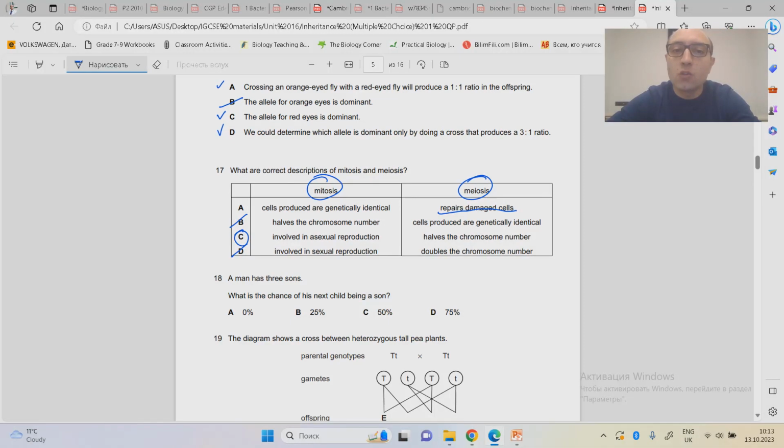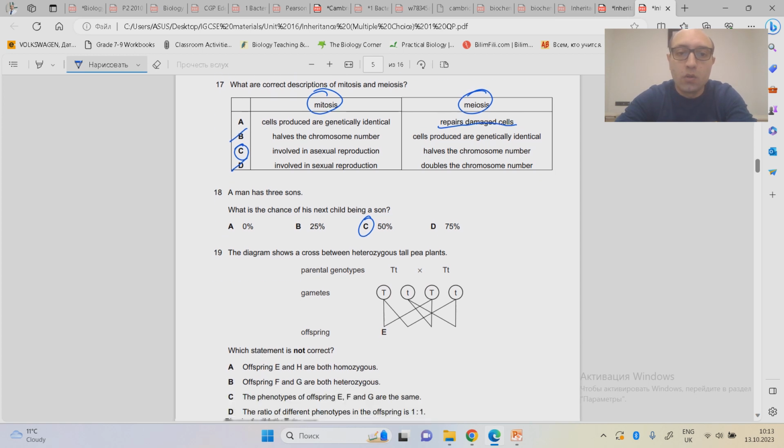What is the chance of his next child being a son? Of course, for every child, learning that it's a boy or girl, it is 50%, guys. It's C because there's no other possibility. There are only 2 choices, boy or girl.